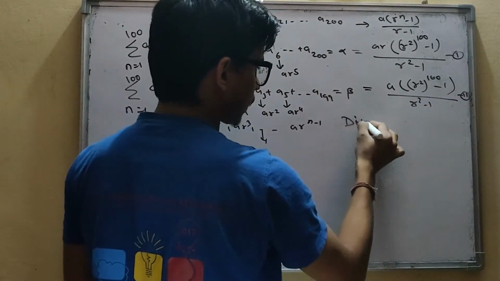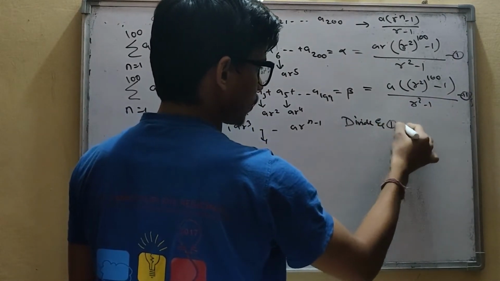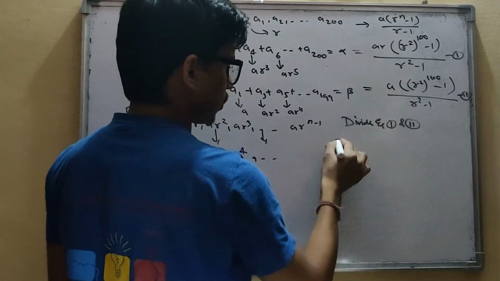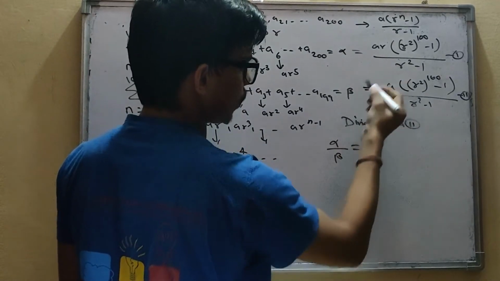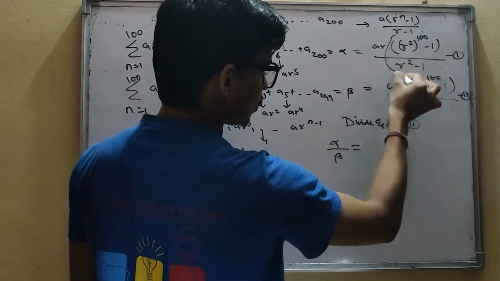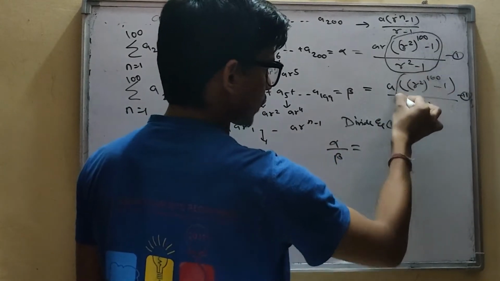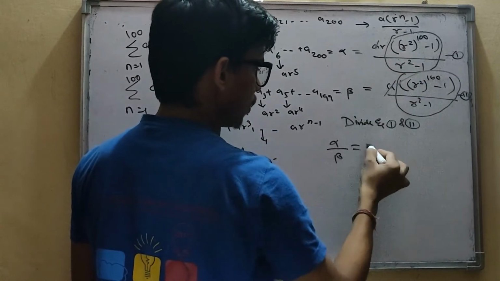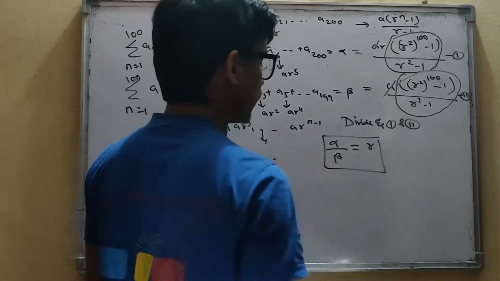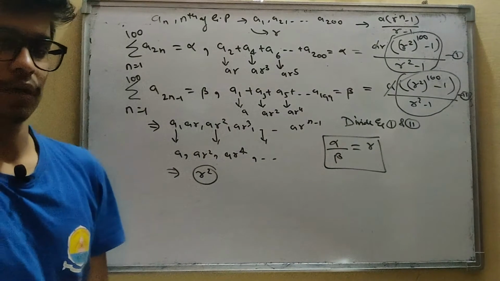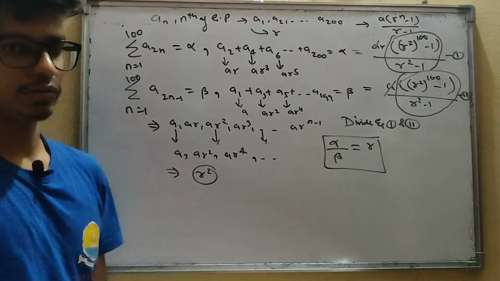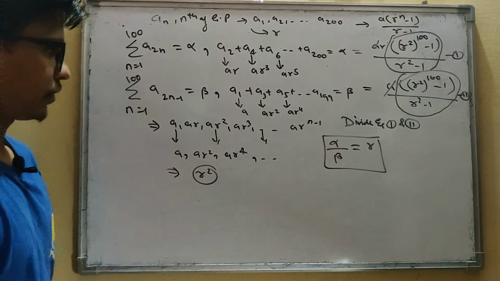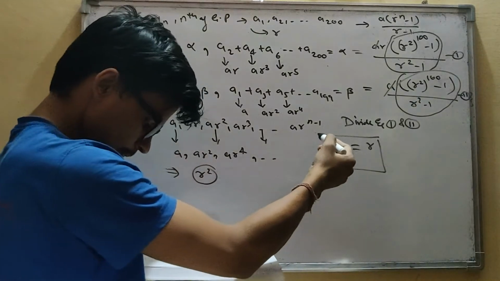Divide equation 1 by 2. So alpha by beta is equal to, after division, these terms are the same and will cancel out, and a will also cancel out. So r will remain, and r will be the ratio of alpha and beta. That is the common ratio. This is how you can do it. So the answer should be a.